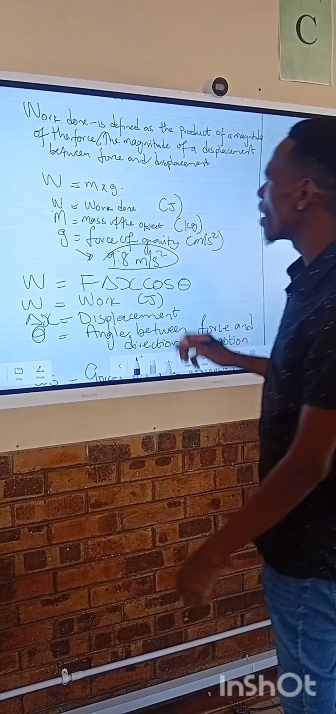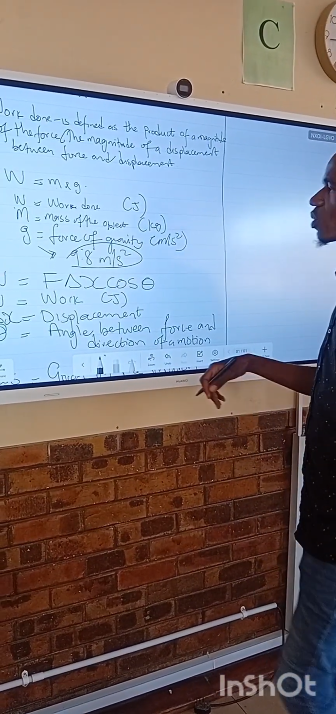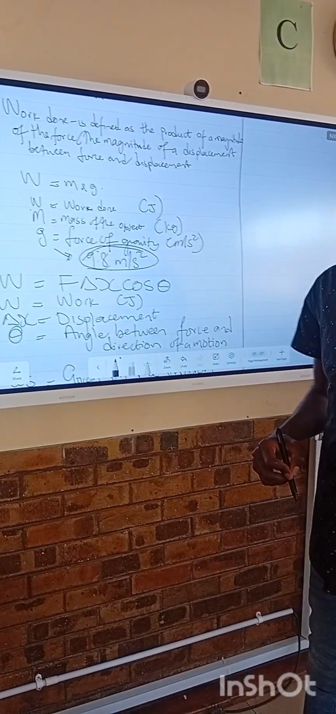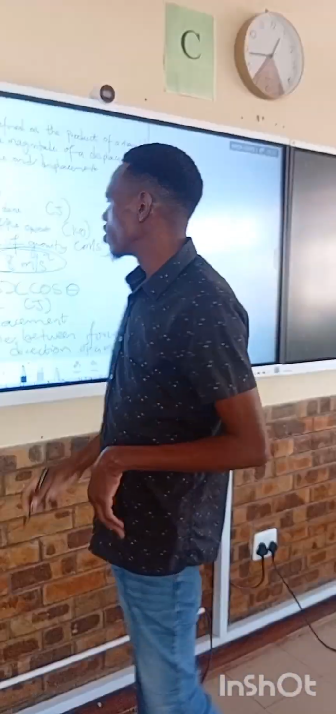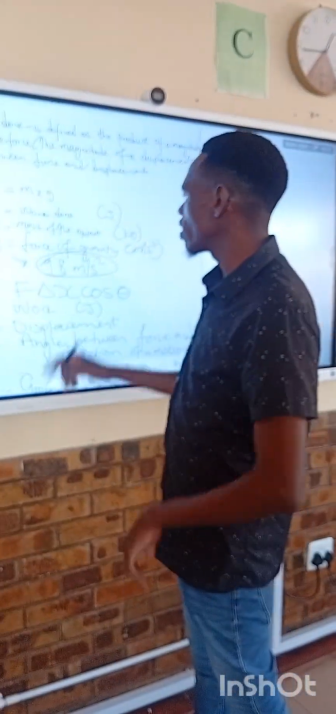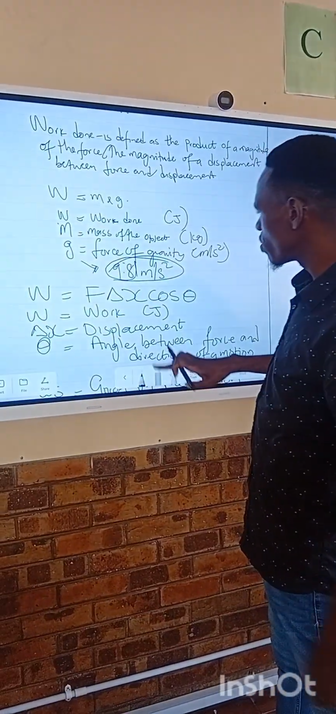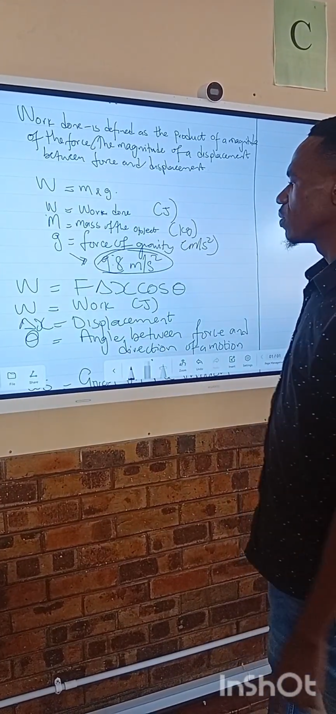Every time we are asked to calculate the work done, or we need to calculate the force, the force of gravity that we have to use is 9,8, not 9,81. Only when you go to tertiary are they going to use 9,81. But now you are still in high school, you are only using 9,8.